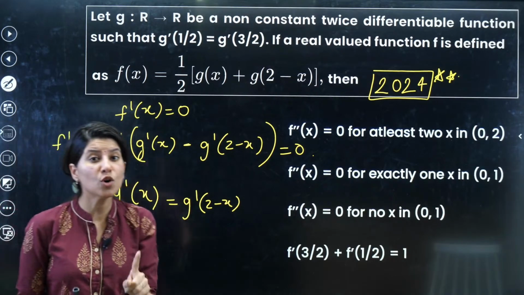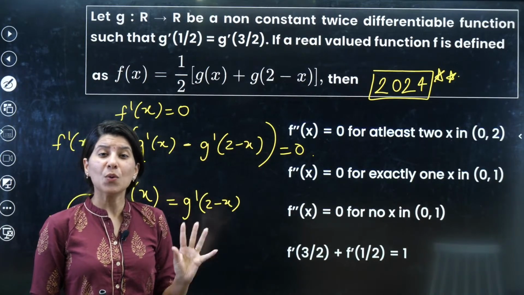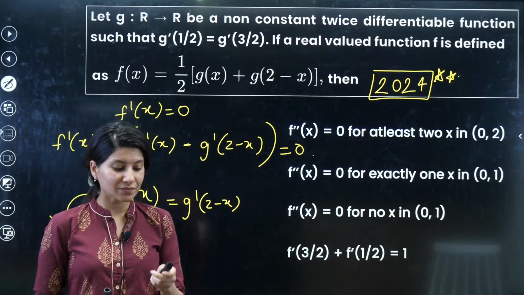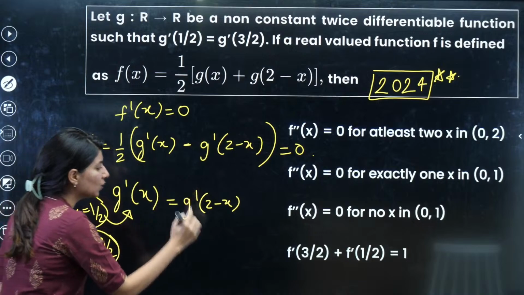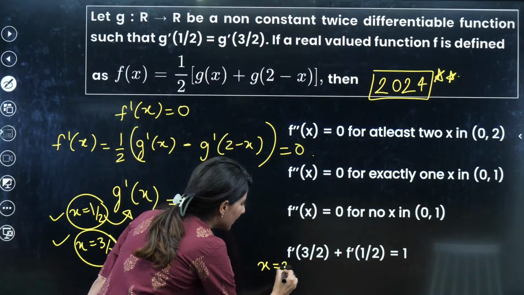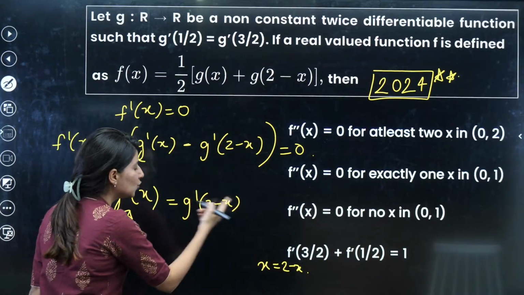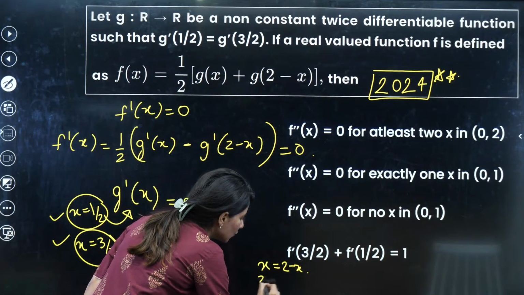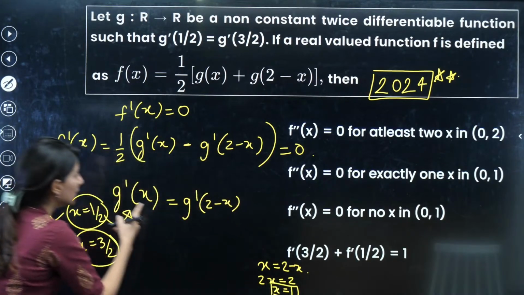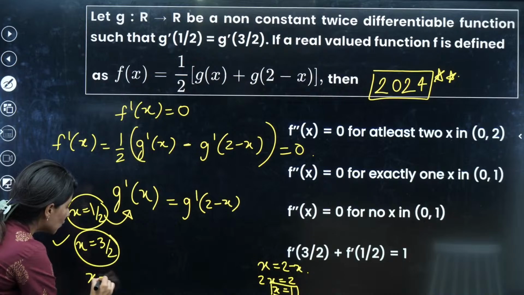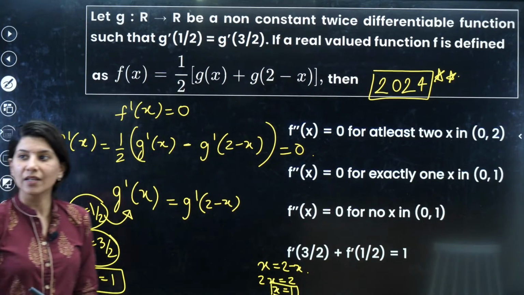Now there is one more point which many of the students forgot in 2024. What was that point? So that point was when your x and 2 minus x become equal. Please apply your brains. When x and 2 minus x become equal, 2x is equal to 2, that means x is equal to 1. So the moment you put x equals to 1, x equals to 1 is also the point when your f dash x becomes 0, right?